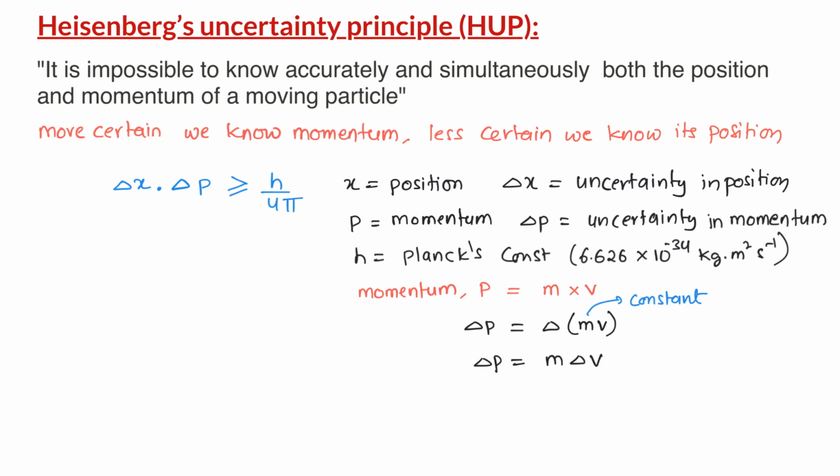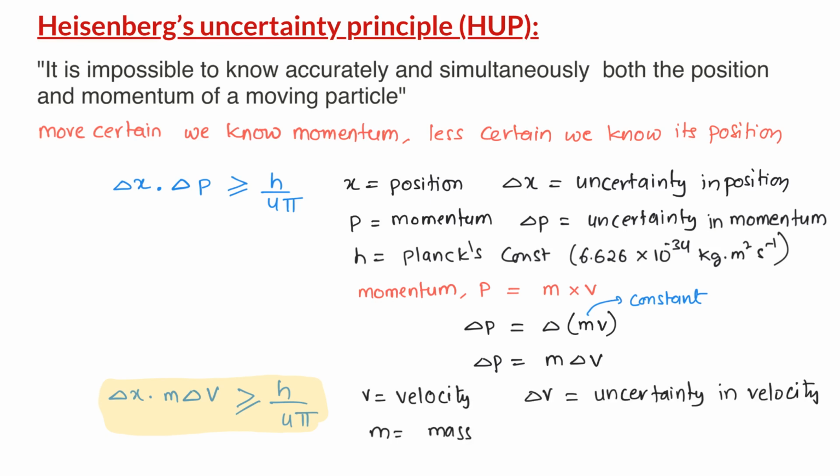So, we can also write Heisenberg's equation as the following. Delta x times m delta v is greater than or equal to h over 4 pi, where v is the velocity of the particle and delta v is the uncertainty in its velocity, and m is the mass of the object. So we can also state Heisenberg's uncertainty principle as it is impossible to know accurately and simultaneously both the position and velocity of a moving particle.